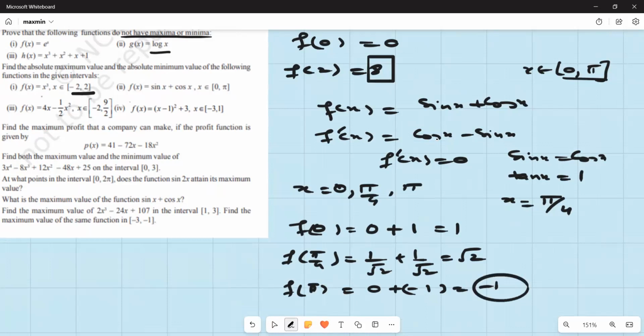So minima is, absolute minima is -1. Absolute maxima is root 2, because root 2 value is 1.414. Right? Clear, बच्चे? Next.